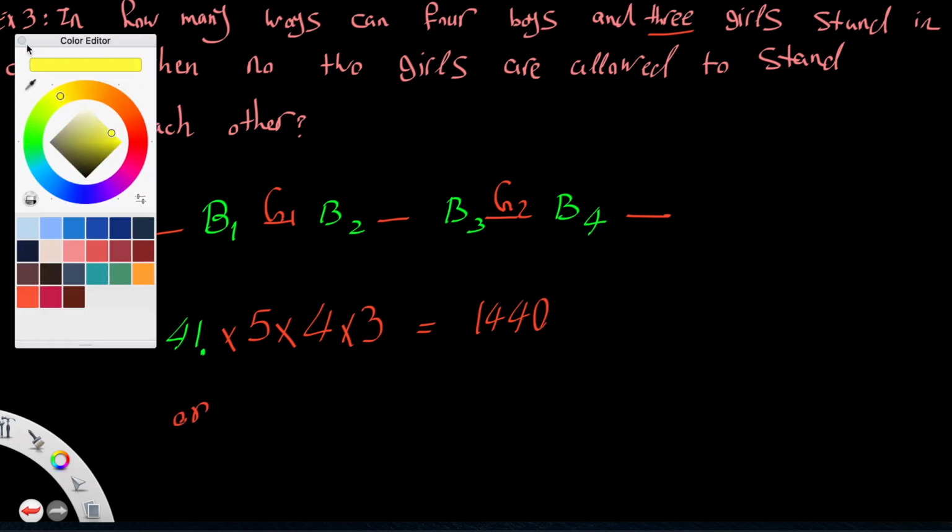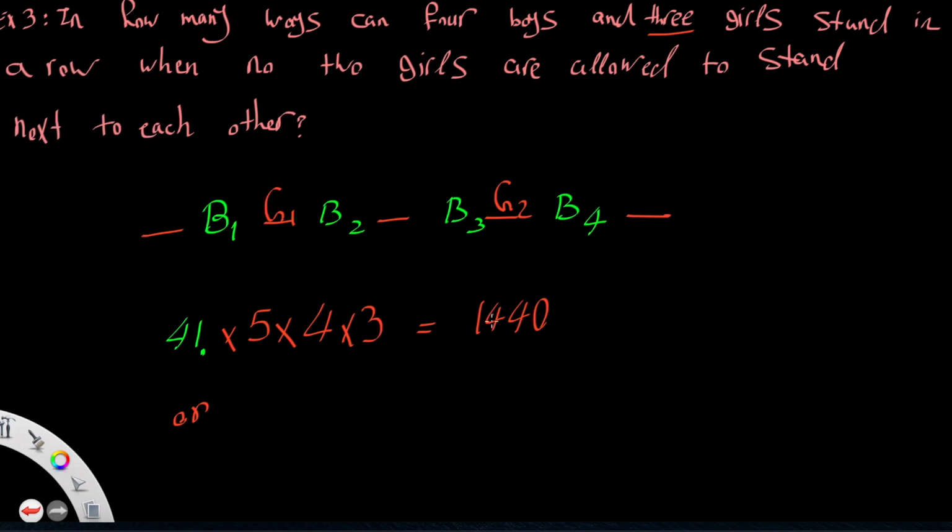Or using the other notation, using NPR, you can say that there are 4 boys, and out of these 4 boys, all of them are going to be selected, so it would be 4P4. But for the girls, as there are 1, 2, 3, 4, 5 positions available, and 3 of them are going to be occupied, it will be 5P3. At the end, it will give you the same answer.